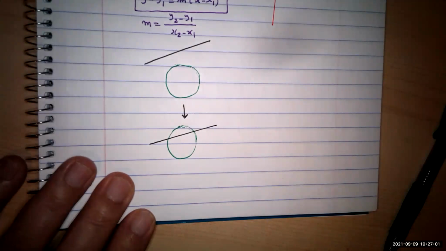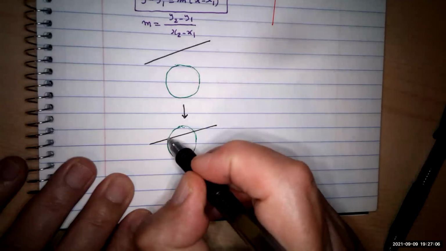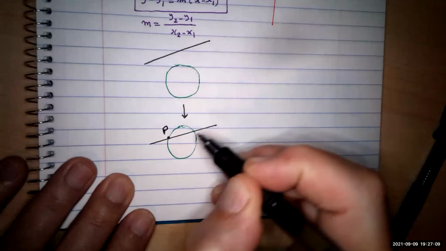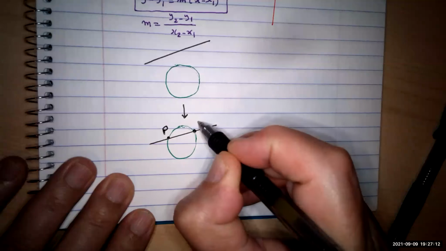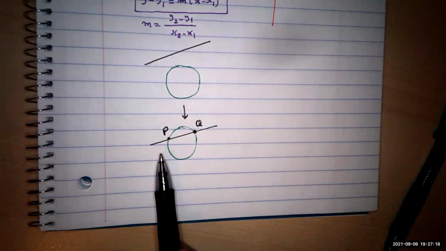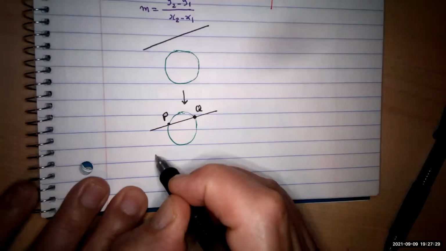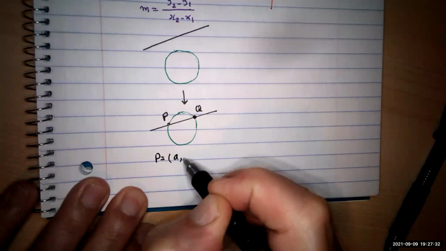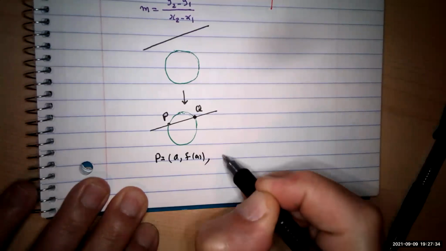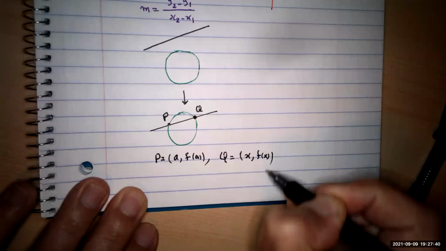So this line would intersect the circle at 2 points. One of them is already given to you, P. So this is going to be a point P, and this is going to be another point, we call it Q. The point P is already given to you, so what you do is you pick another point Q. This Q is arbitrary, you can pick anything you like. So far, we have P, the coordinate is a and f of a, and we have Q, the coordinate is something like x and f of x, because it's arbitrary.